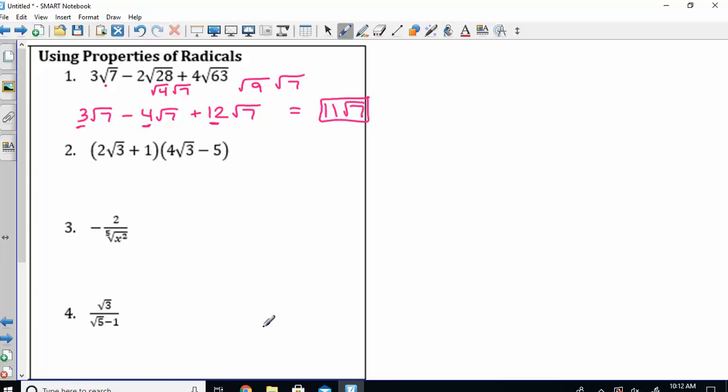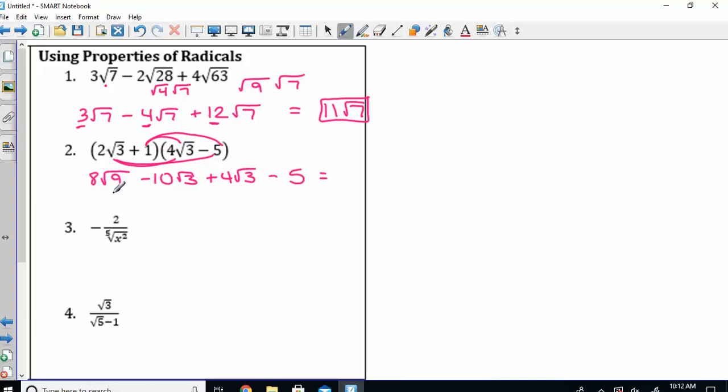Okay, second one, how do we multiply with these? FOIL. When you do that, numbers outside the radicals get multiplied and numbers under get multiplied. So 2 times 4 will give me an 8. Radical 3 times radical 3 is radical 9. Minus 2 times 5 will give me a 10 radical 3. 1 times 4 radical 3 is a 4 radical 3. And 1 times negative 5 is negative 5.